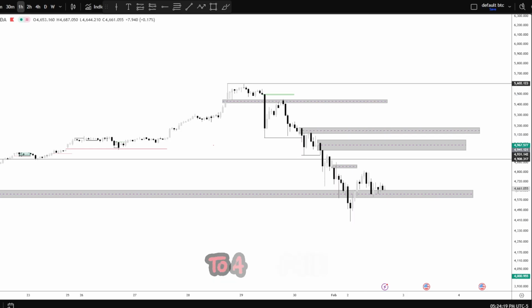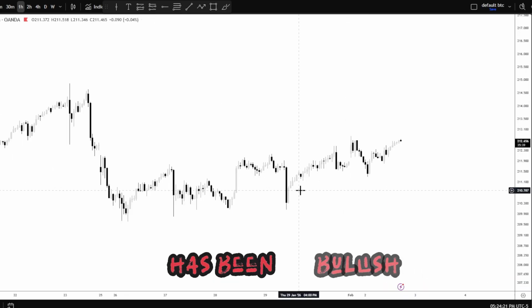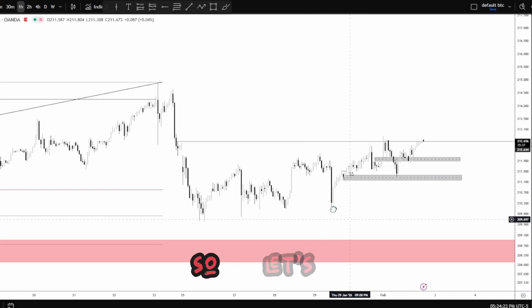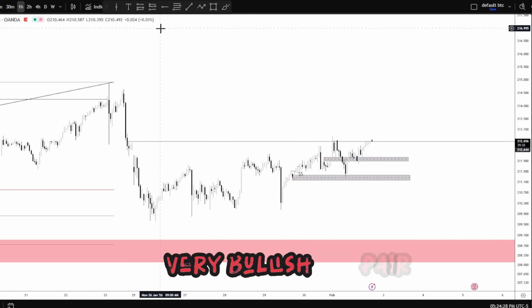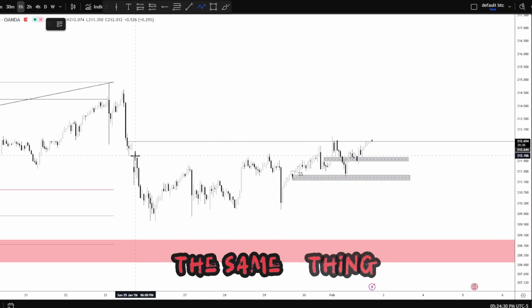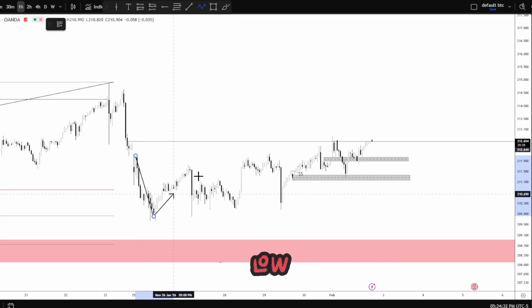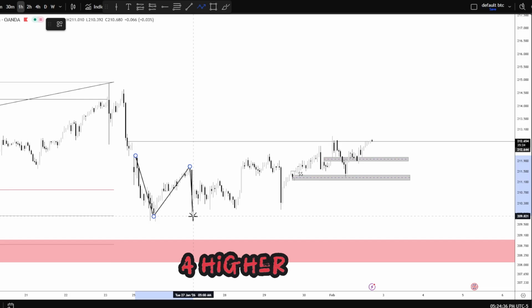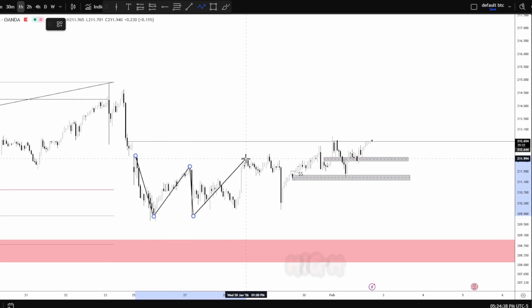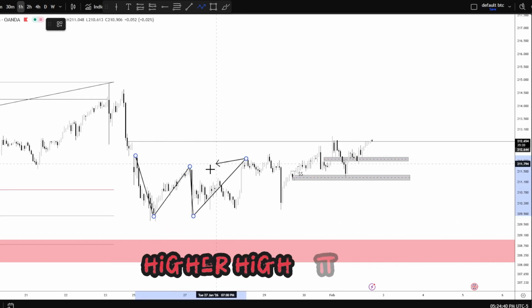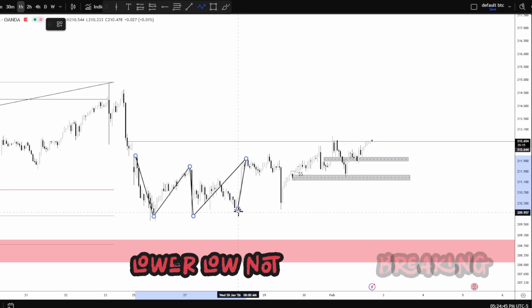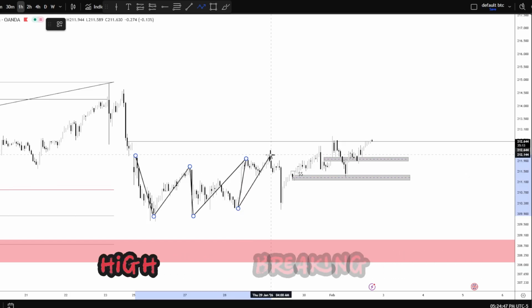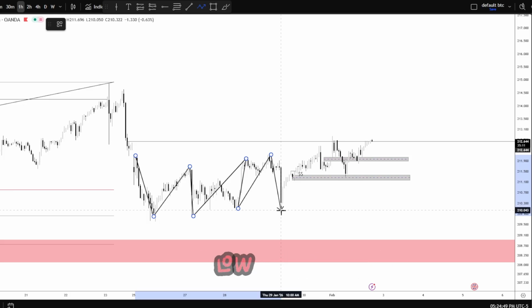So now let's go to a pair that has been bullish. We have this pair. This is a very bullish pair, and you see it's the same thing. We have this high, low, high. See, this low is a higher low. It's not breaking this low, and we have this high, a higher high. It broke this high, and we have this low, a higher low, not breaking this low, and we have this high breaking the previous high, and we have this low, a higher low.